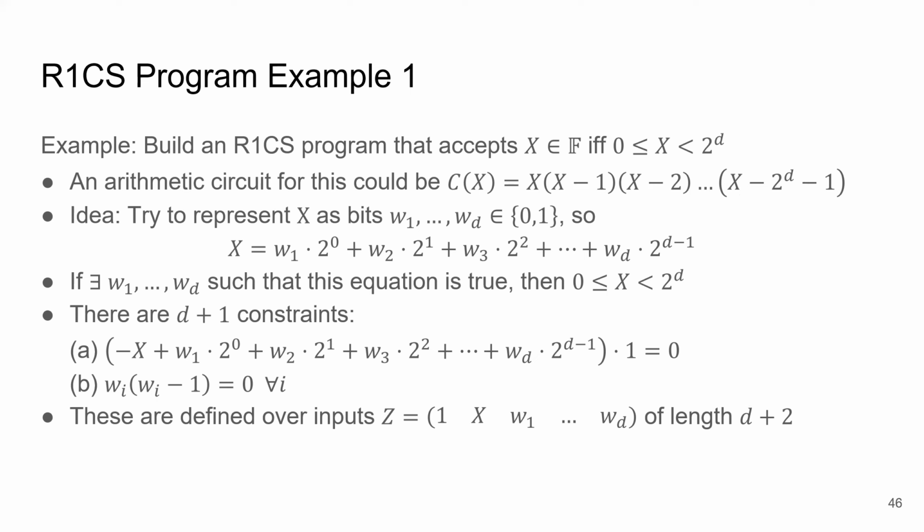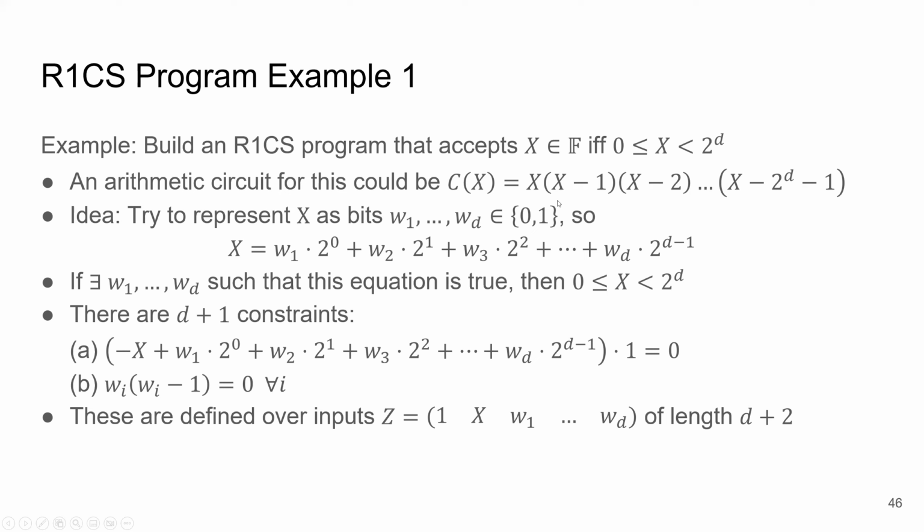Now, that's not what we're going to do for the R1CS program. For the R1CS program, we're going to take a slightly different idea. The way we will try to build an R1CS program with these matrices A, B, and C for this problem of checking that X is less than some power of 2 is let's try to represent our X as a set of bits, W1 through WD.